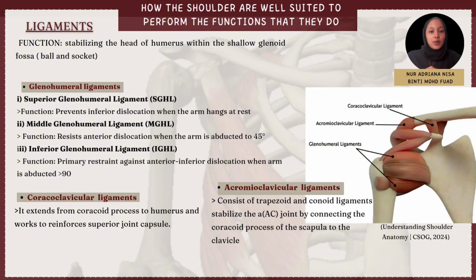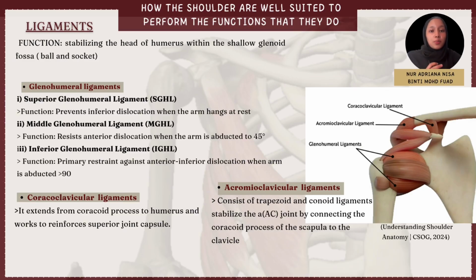Last but not least, we have the ligaments. Ligaments are part of the shoulder that play a crucial role in maintaining shoulder stability while allowing a wide range of motion, and they also help to prevent injuries. I begin with the glenohumeral ligament. It is supported by three key ligaments, which are superior, medial, and also inferior.